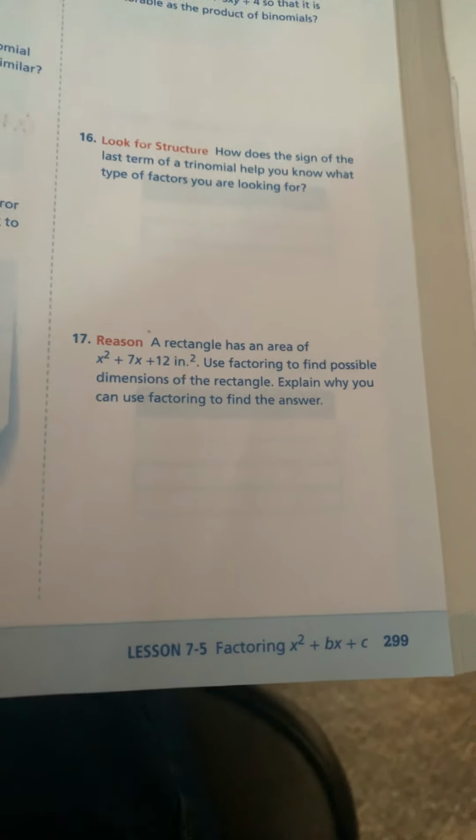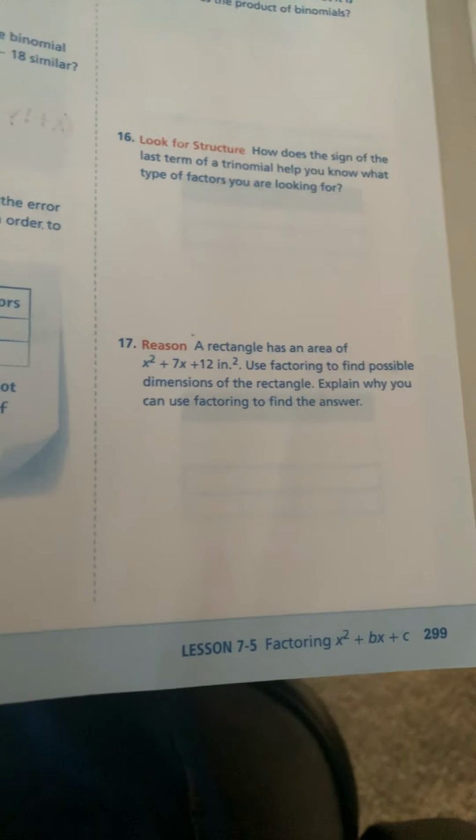All right, in case you missed today's lesson, I'm on page 298 in the book. This is lesson 7.5 on factoring. And this is where x squared doesn't have any coefficient on it.